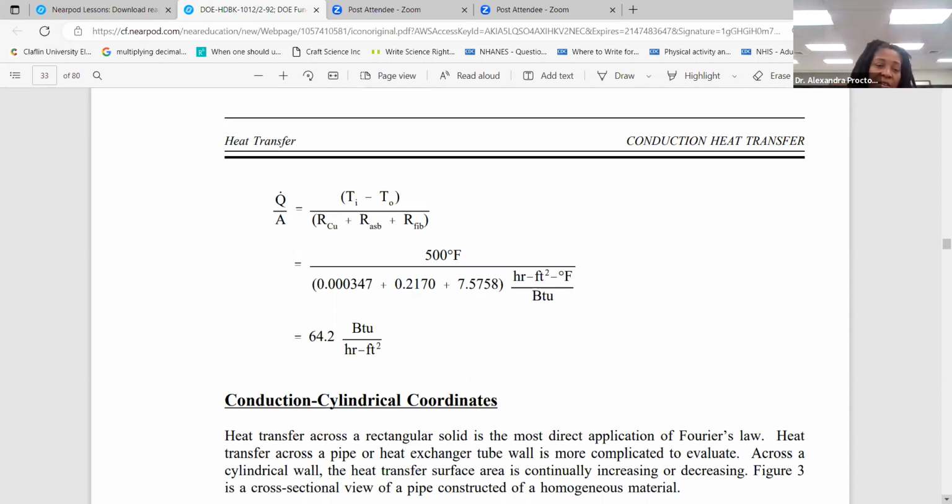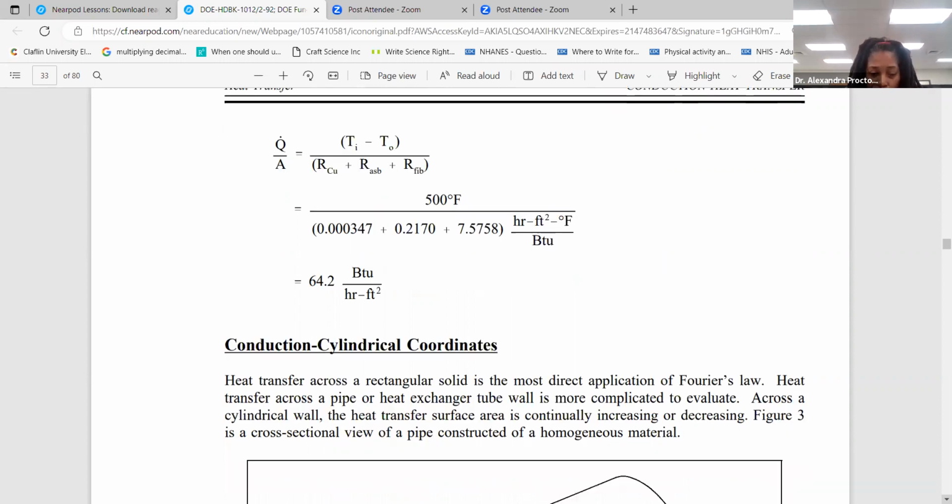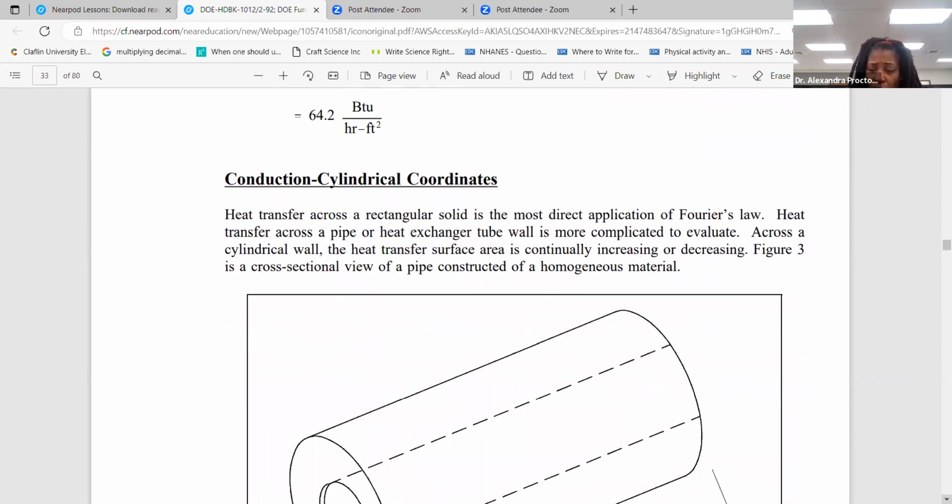And so that Q over A simplifies to 64.2 BTU per hour foot squared. Okay, that's how they work it out.